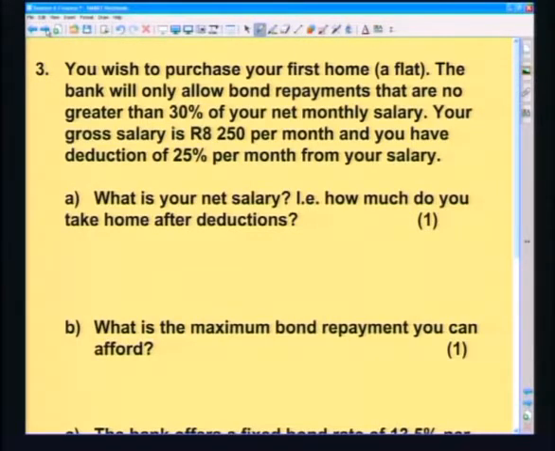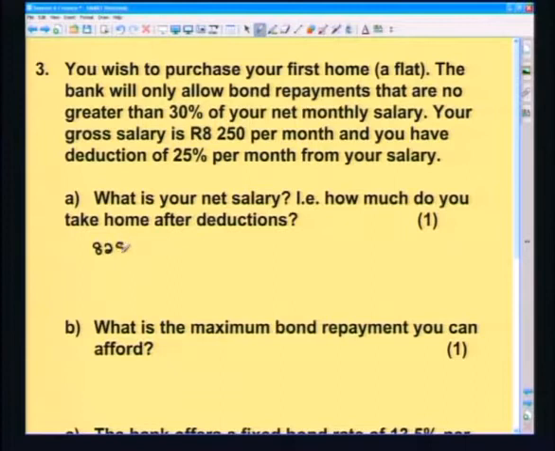Right, so let's talk about gross and net. I'm sure you've heard people talking about that before. Basically, your gross is what you get paid. Your net is after tax and those kind of expenses, UIF, those kind of things. What you actually take home at the end of the day to live on. So when they tell me that I earn a gross of 8,250 Rand, that's good to know, but in actual fact, that's not how much money I have to live on. Now they tell me that I must take off deductions of 25%. So what I need to do is times this by 25 over 100, find out what my answer is, and then subtract it from the gross to find my net.